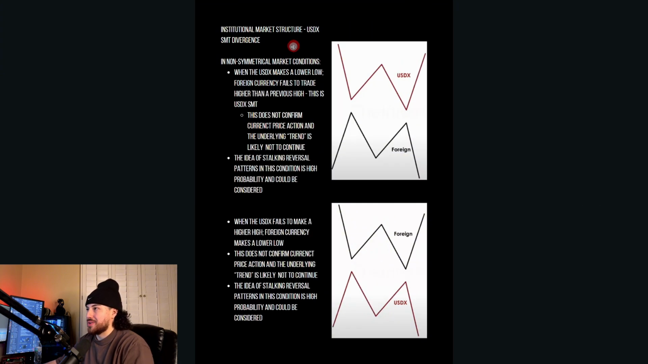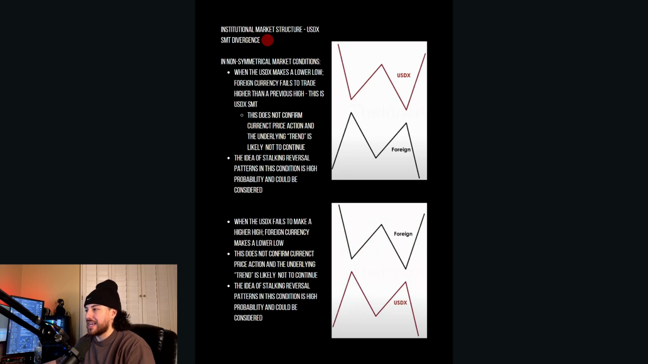Institutional market structure, USDX, and SMT divergence in non symmetrical market conditions. When the USDX makes a lower low, foreign currency fails to trade higher than a previous high. This is USDX SMT. This does not confirm current price action, and the underlying trend is likely not to continue. The idea of stalking reversal patterns in this condition is high probability and could be considered.